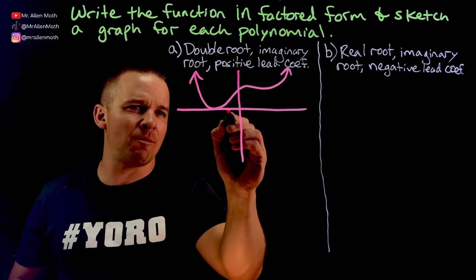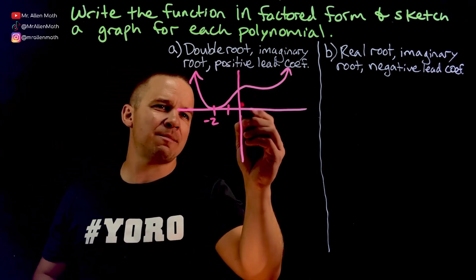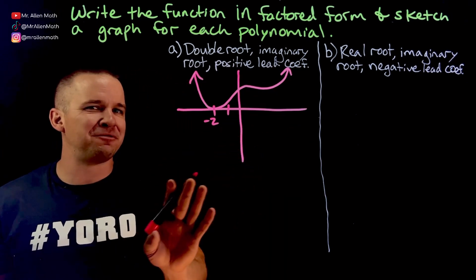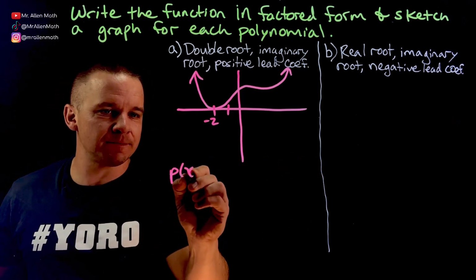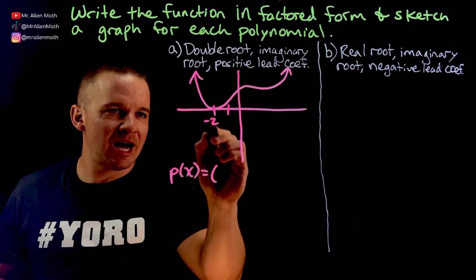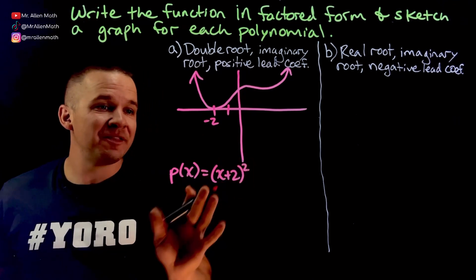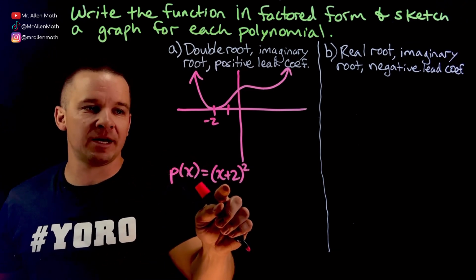Let's just say, it's at, like -2 there, okay? And then we'll figure out our y-intercept here in a little bit. I like to actually write my function before I get the y-intercept, okay? So we'll say that it's p of x equals, I know this is going to be (x + 2)^2. That's how we get the double root. That's how it bounces, right? It's bouncing off of x equaling -2.